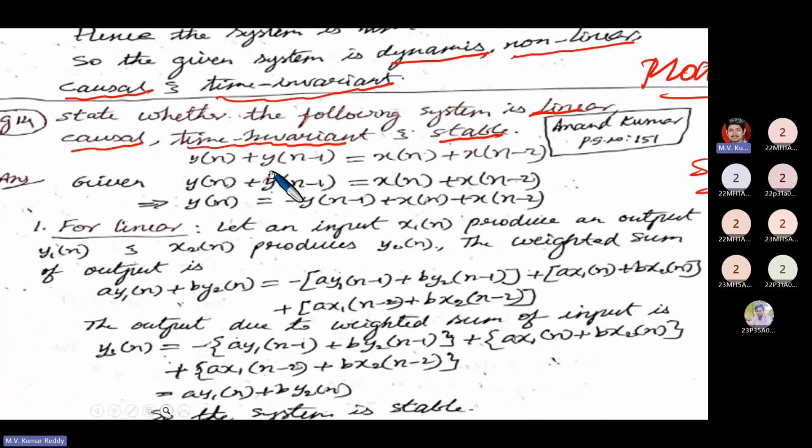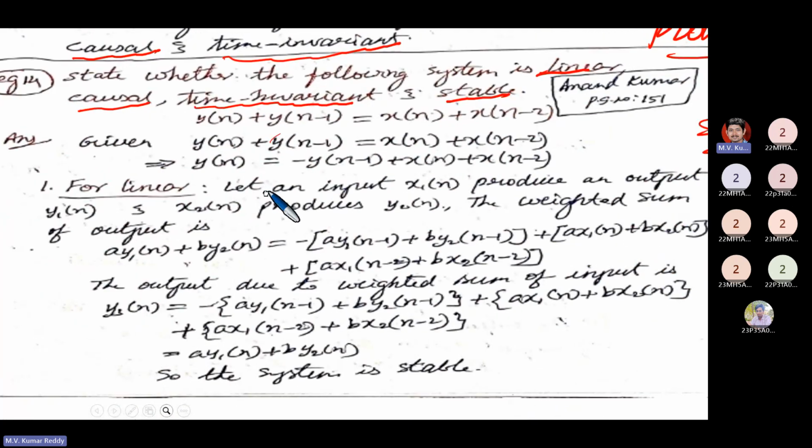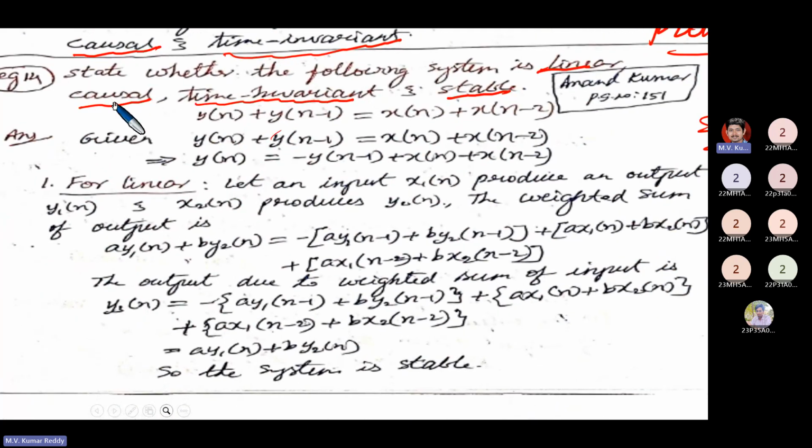Now this is the question. In this question we have to find linear, casual, time invariant, or stable. Okay, these 4 parameters you have to check. Now for linear, what is the condition for linear? The condition for linear is the weighted sum should be linear, that is no square, cube, or involved.